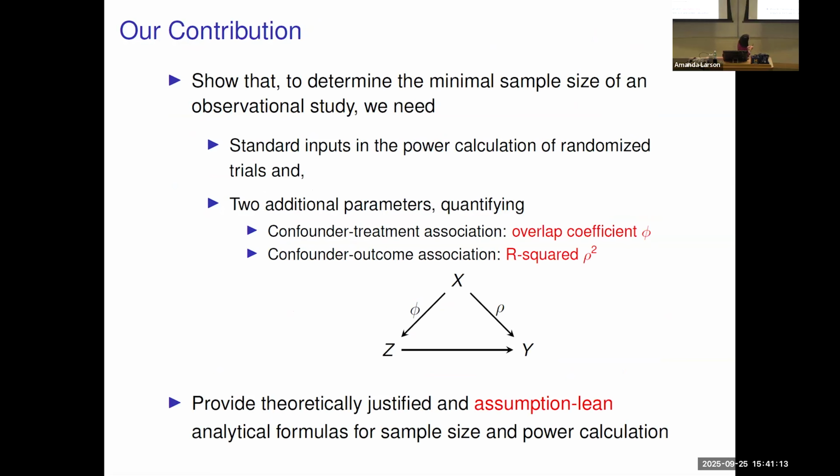We found that to determine the minimum sample size or do the power calculation of an observational study, first of all, you need those standard inputs in the power calculation for an RCT, like what I just put: alpha, beta, tau, and the treatment proportion. But on top of that, you actually don't need too much. You only need 2 more parameters. That's enough. So what are the 2 parameters?